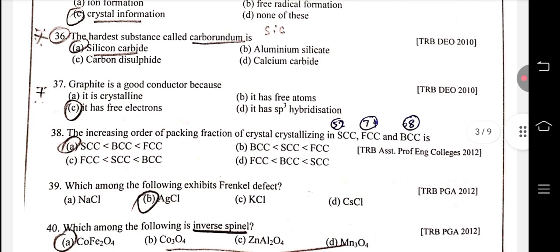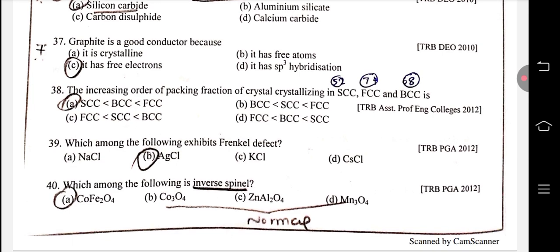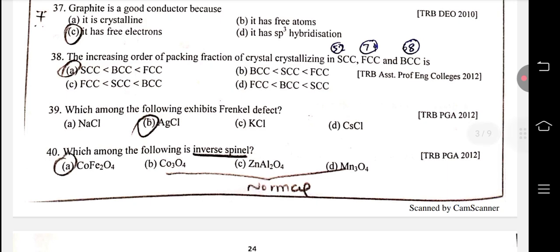The hardest substance is called carborundum. This is silicon carbide. Graphite is a good conductor because free electrons are present. The increasing order of packing fraction of the crystal system: SC 52%, FCC 74%, BCC 68%. Therefore, A is the right answer.